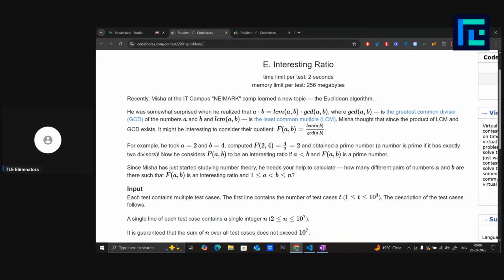Right. Now he considers f of a comma b to be an interesting ratio if a is less than b and f of a, b is a prime number. Since Misha has just started studying number theory, he needs your help to calculate how many different pairs of numbers a and b are there such that f of a, b is an interesting ratio and 1 less than or equal to a less than b less than or equal to n.